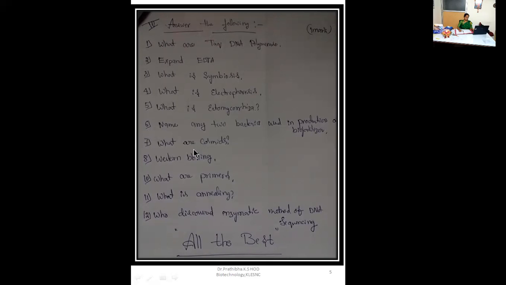Seventh question, what are cosmids? Eighth question, Western blotting. Tenth question, what are primers? Eleventh question, what is annealing? This question was asked even for 2 marks, and here we have asked it for 1 mark. Twelfth question, who discovered the enzymatic method of DNA sequencing? Hope I made myself clear to you. Go through all these questions and explore them.